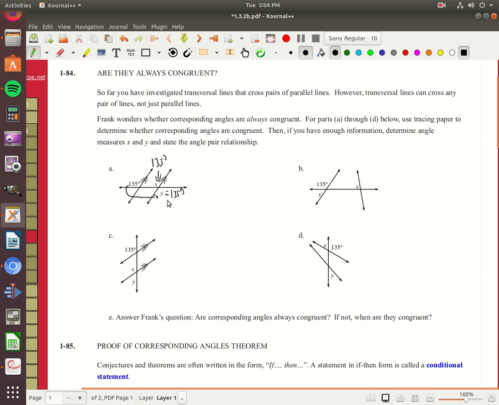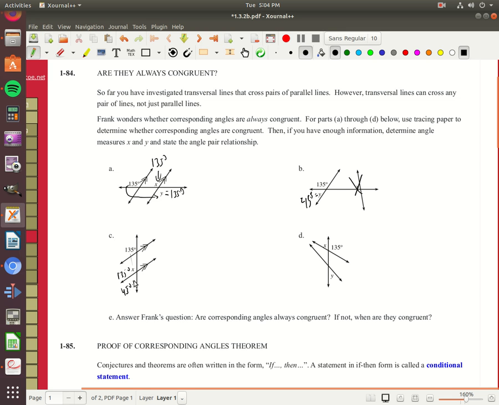If you use tracing paper, those match up. If you use tracing paper, you're going to know that X and 135 don't match up. So even though they are corresponding angles, they're not congruent. So I'll never be able to solve this, but this one I can easily solve because they are supplementary. So this one has to equal 45 degrees, right? 135 plus 45. Here, hey, look, this angle and this angle will match up perfectly. So they're vertical, they're 135 degrees, and these are supplementary.